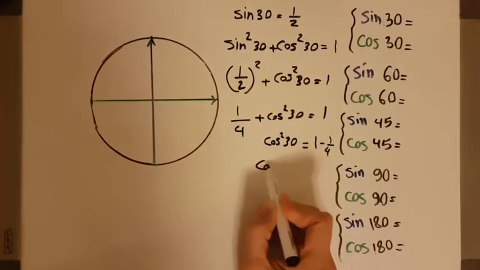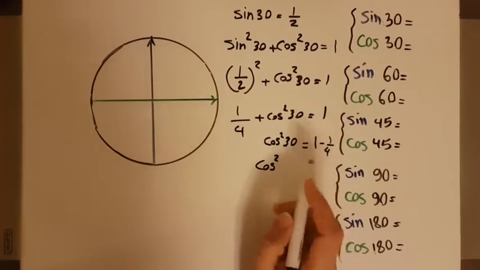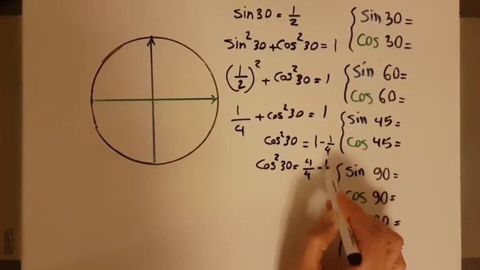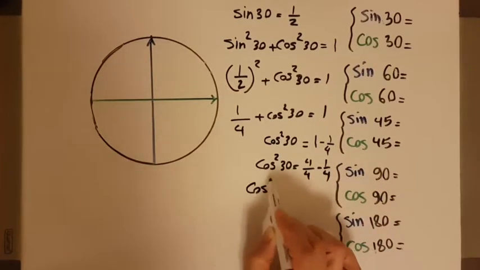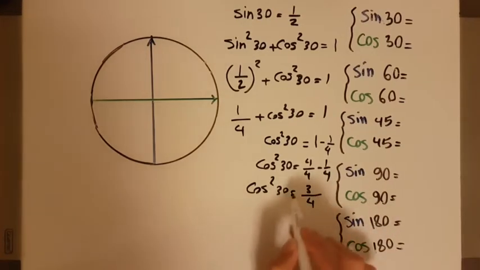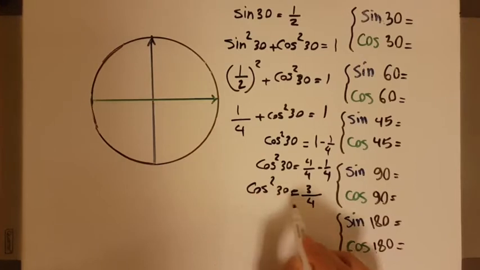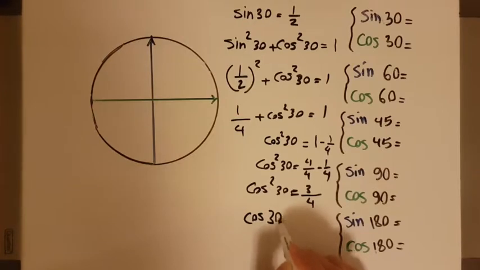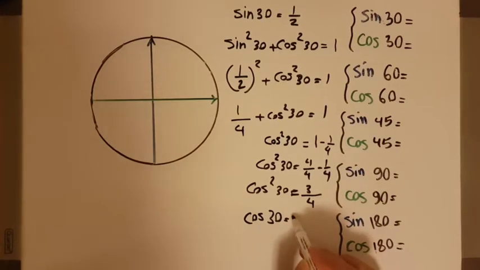So the cosine square of 30 definitely is, I use the common denominator, 3 over 4, right? So now this is the square of cosine, so the cosine of 30 itself would be the square root of this number, and we know that this will be the square root of 3, and the square root of 4 is actually 2, right?